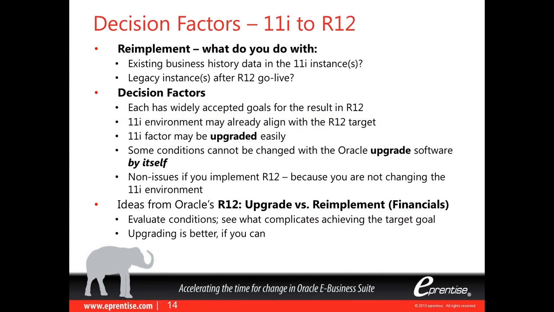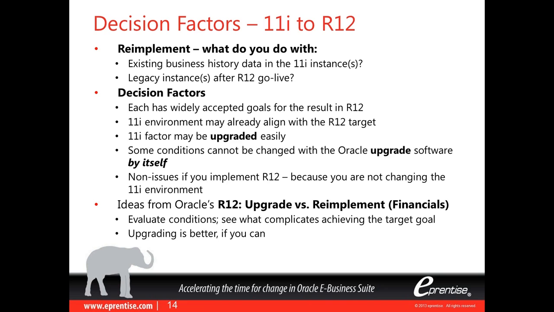What are the real decision factors as you go from release 11 to release 12? One of the primary things that you need to think about is your history. If you bring over a year's worth of history when you re-implement, what do you do with the last 10 years of history? Most people who do a re-implementation keep that in a sunset instance.